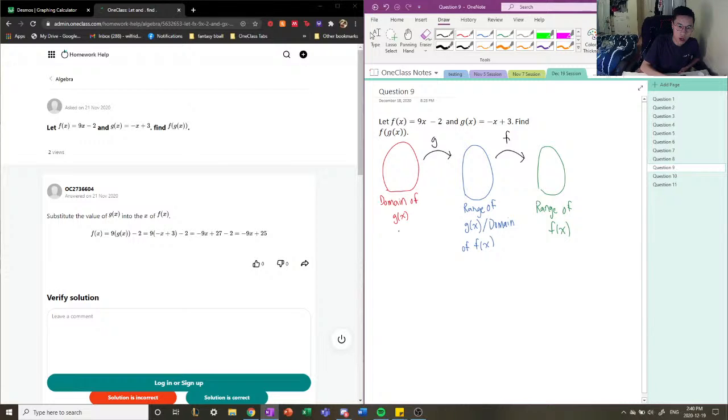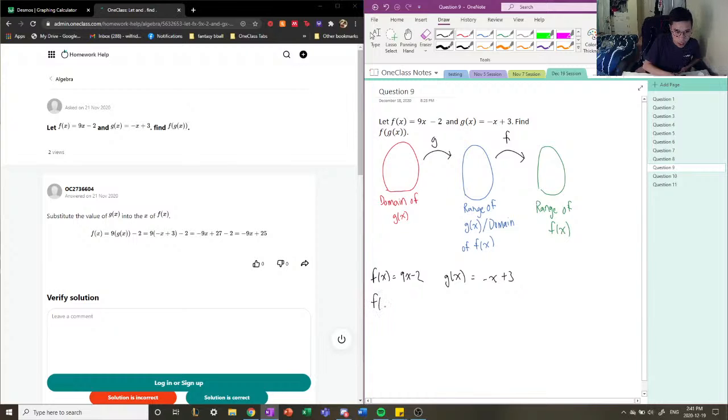So how do we find the compositional function when they give us this? f of x equals 9x minus 2, and g of x is equal to negative x plus 3. The function within the brackets is going to be the first function that we use, and because of that, we're going to plug this function into our f of x function.